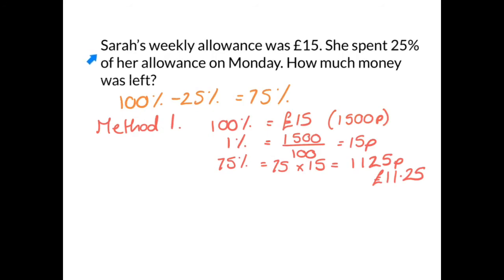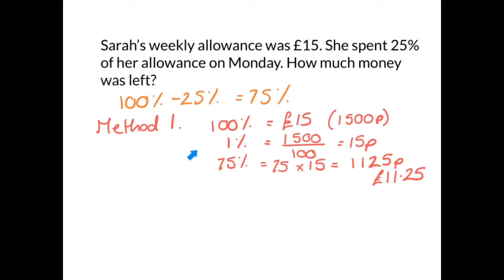Sarah's weekly allowance was £15. She spent 25% of her allowance on Monday. How much money was left? We want to find out how much was left. So 100% take away 25%. She's got 75% of her money left. So we're trying to find 75% of £15.